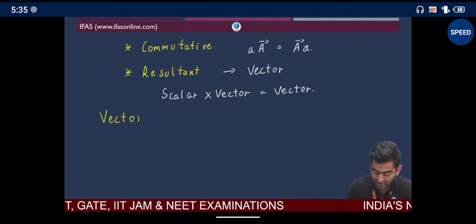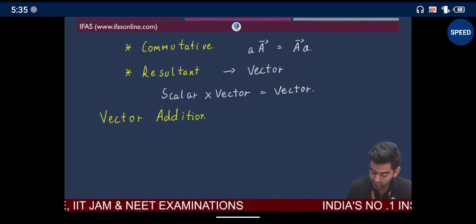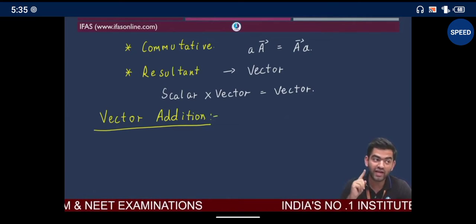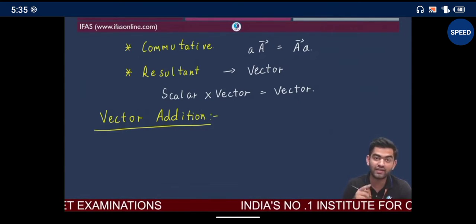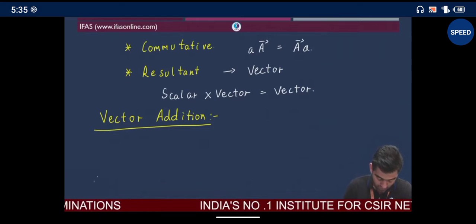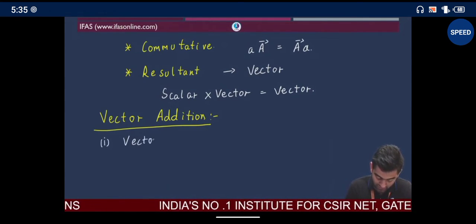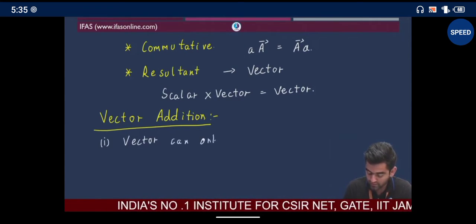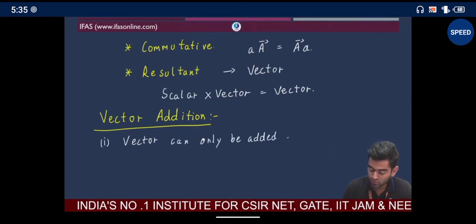Now here I am adding a vector with a vector. Previously we multiplied a scalar with a vector, but we cannot add a scalar with a vector. Only a vector can be added to another vector. We cannot add it with a scalar. So this is the first part: a vector can only be added with a vector.